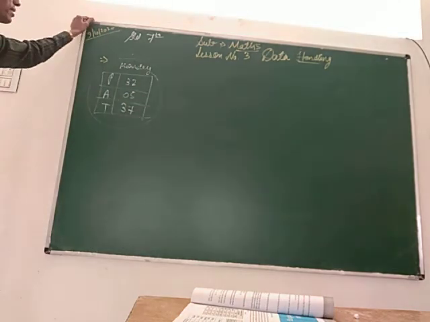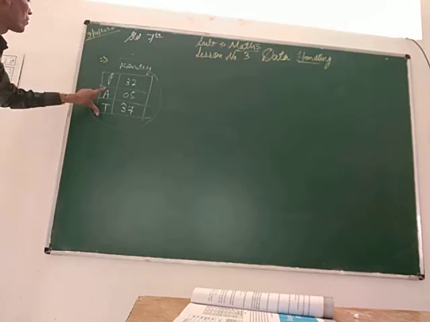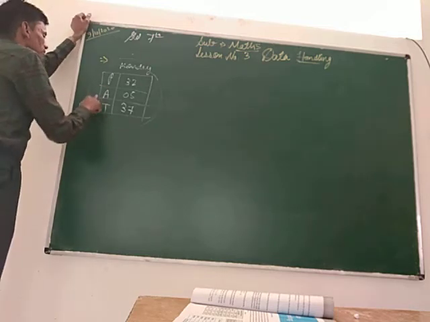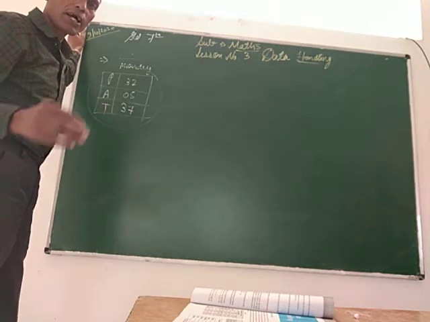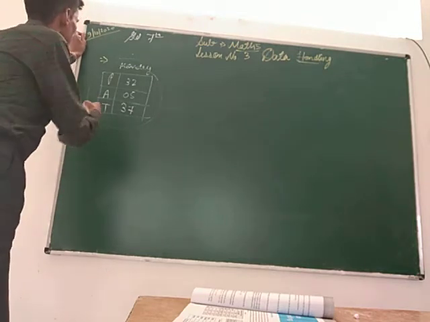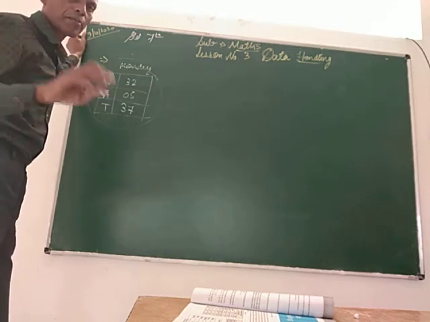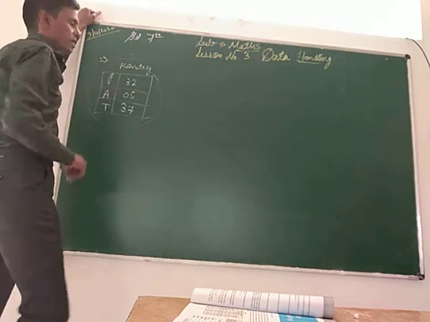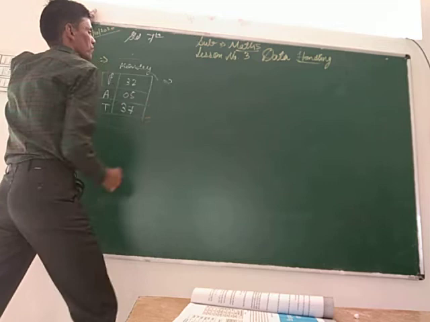From this you can understand, you don't have to count again and again. From looking at this box or this information, you can get how many students are present, how many students are absent, and the total number of students in a particular class is 37. This is one kind of information. Another kind of information is like this.